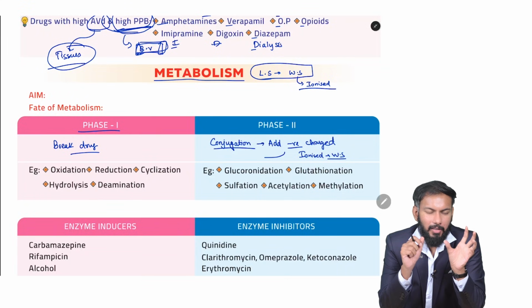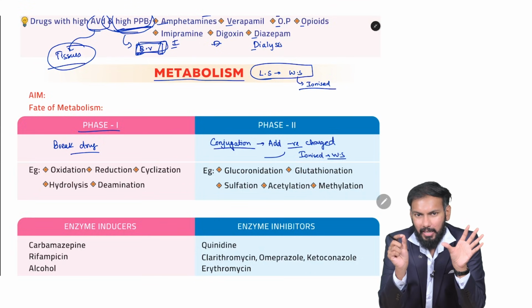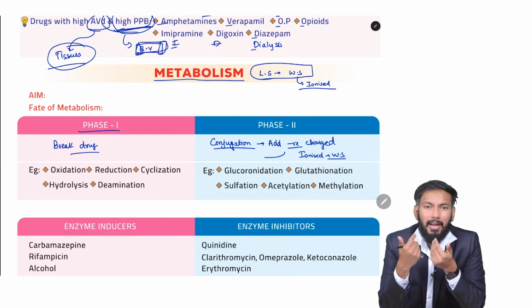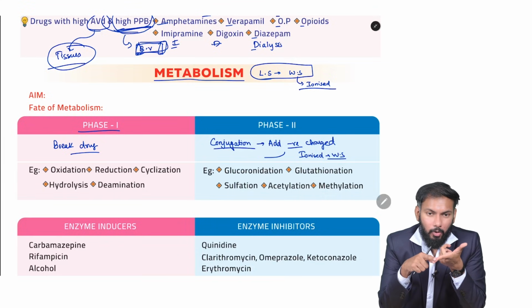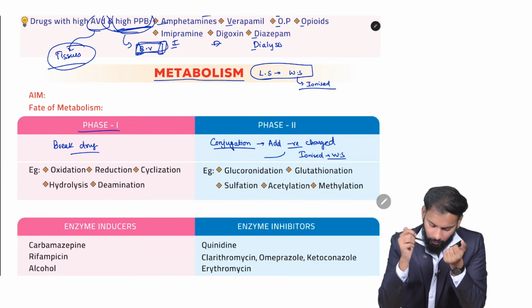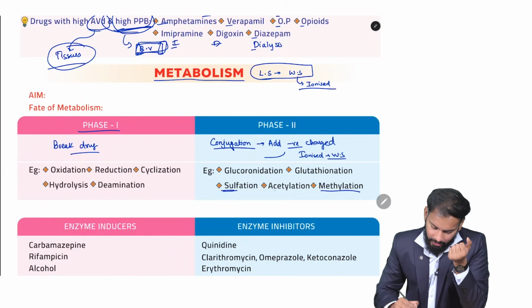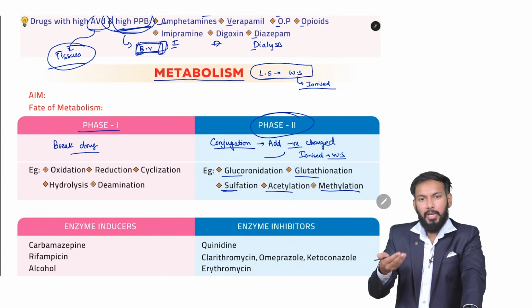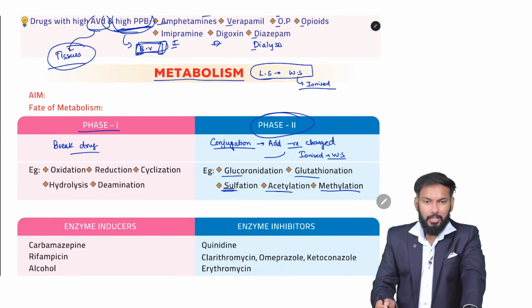First step, we are breaking the drug into smaller pieces. Now, to these smaller pieces, we are adding a conjugate that is negatively charged. So, it will become water soluble. That is what is happening. Now, conjugation means adding something. What is the most commonly added conjugate group? It is the glucuronyl group. That is why this reaction is known as glucuronidation. Or you can also add a methyl group, methylation, sulfation, acetylation, glutathione. So, if you are adding anything, those are phase 2 reactions. Easy to remember: glucuronidation, glutathione, sulfation, acetylation, methylation.